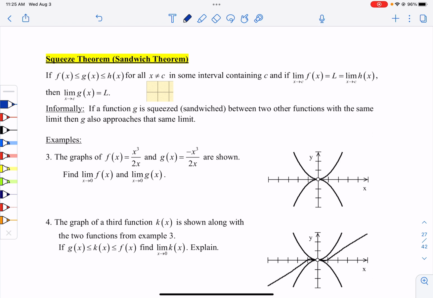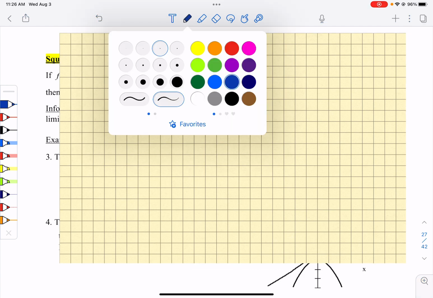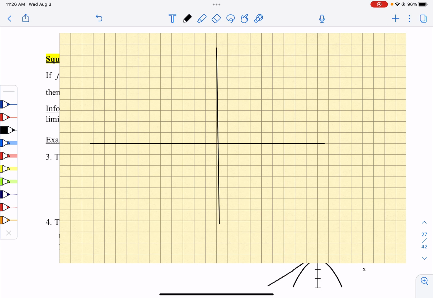Next topic, squeeze theorem. I love the squeeze theorem. Here is what it looks like. I'm going to show you what it looks like graphically, and then we'll talk about what it looks like algebraically. So I'm just going to make a coordinate plane really quick. Ooh, that's so ugly. Sorry, that's going to bother me. Come on, work with me here. There we go. And then I make it crooked. Of course I do. Anyway, coordinate plane. We're going to pretend like that's a good, straight coordinate plane.